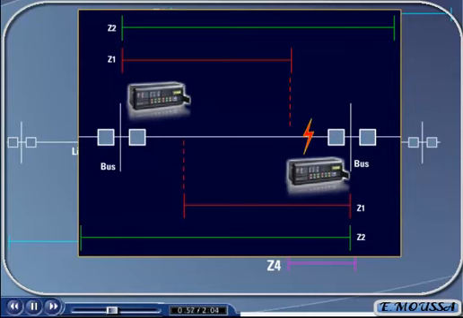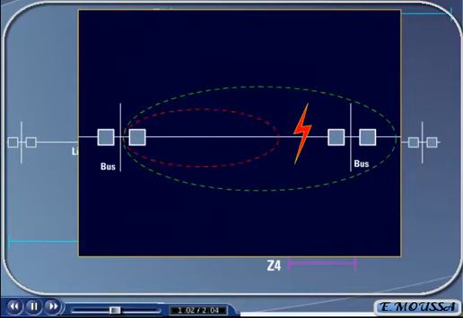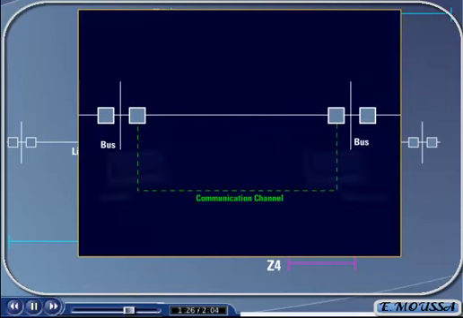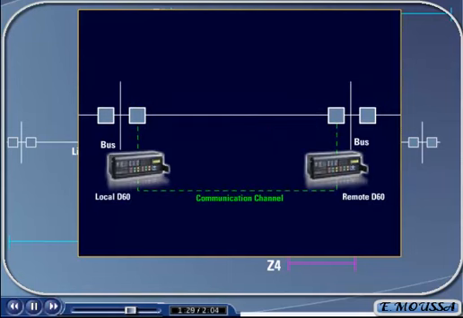The main reason to modify and improve upon the stepped distance scheme using pilot-aided schemes is to speed up the performance of clearing faults that occur in this end zone of the transmission line. Pilot schemes speed up the clearing of faults that occur on the transmission line and inside Zone 2 of the local relay by communicating with the relay at the remote end of the line to determine if the fault is actually on the transmission line. Therefore, all pilot-aided schemes require a communication channel be provided between the two relays. Over this communication channel, the two relays share information regarding the general location of the fault, allowing the clearing of faults on the transmission line to occur as fast as possible.